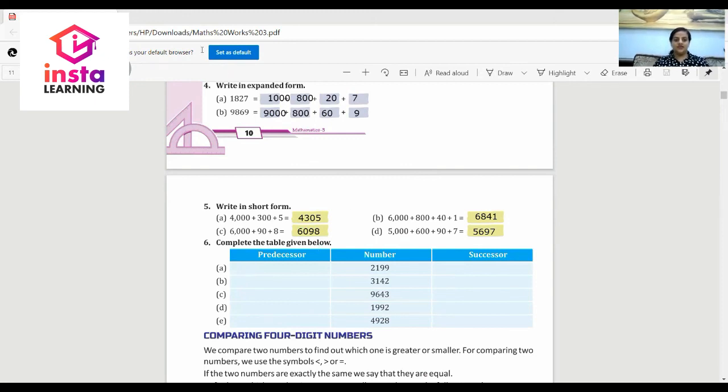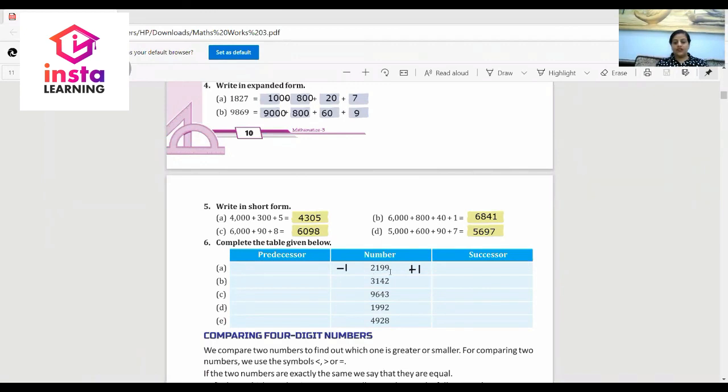Okay, now next is what is the predecessor and what is the successor. I'm just writing here so that it will be easy for you to calculate. When we subtract 1 from the number, it is the predecessor. When we add 1 to the number, it is the successor. So what comes before and what comes after, it is like that only.